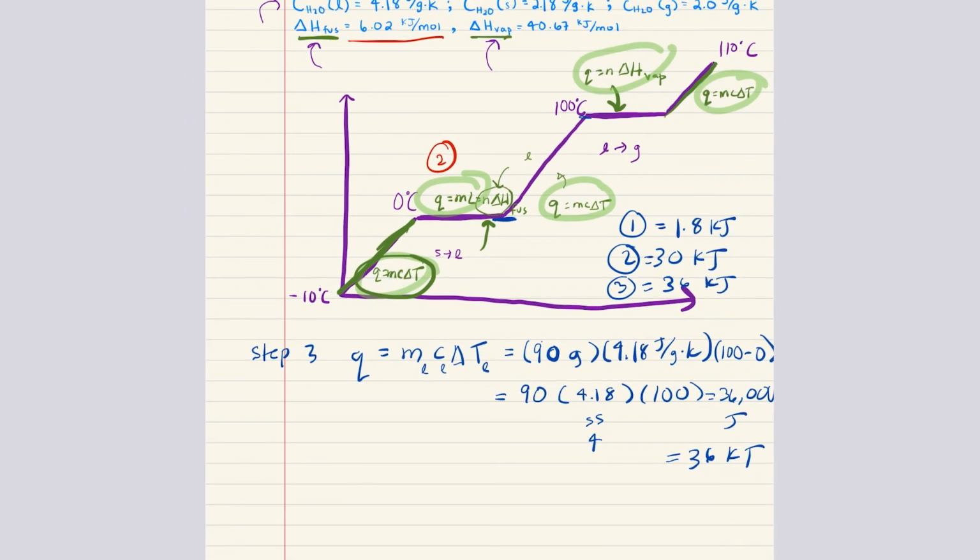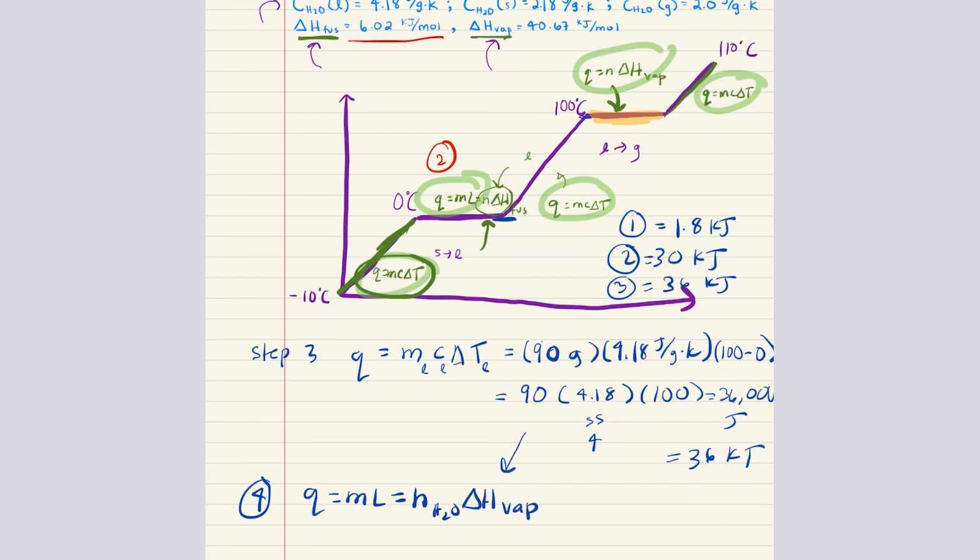Now, step 4 is a phase change. Step 4, we vaporize the water. Again, no temperature change will occur during this phase change. So we're going to use our handy dandy Q equals ML equation, which is equal to number of moles of water multiplied by delta H of vaporization.